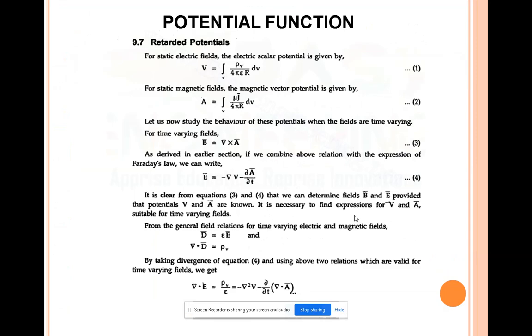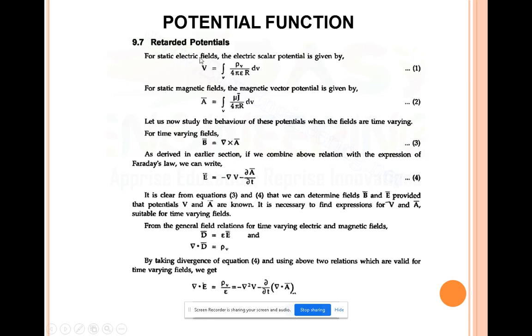So this potential will be called the retarded potential, that is, for the time varying field. A time varying field is nothing but a field that varies with time. With respect to the time variance, you are going to see changes in the electric field and magnetic field.